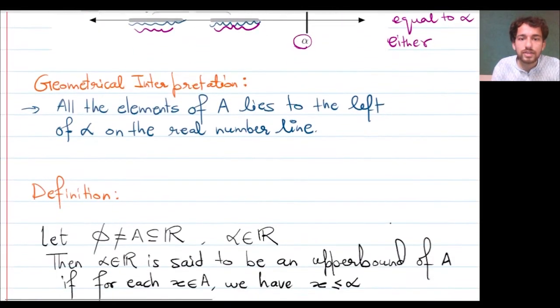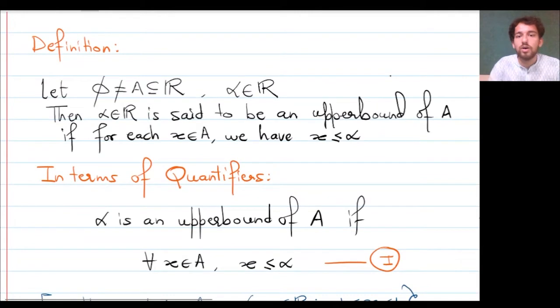What will be the definition for an upper bound of a non-empty subset A of R? So this is the definition then. Here I have given the information that A is some non-empty subset of R and alpha is a real number. Then alpha is said to be an upper bound of my set A if for each x in A, that is, for every element small x belonging to the set capital A, we have the condition that x is less than or equal to alpha. So in that case we say that alpha is an upper bound for the set A. I hope it's clear.